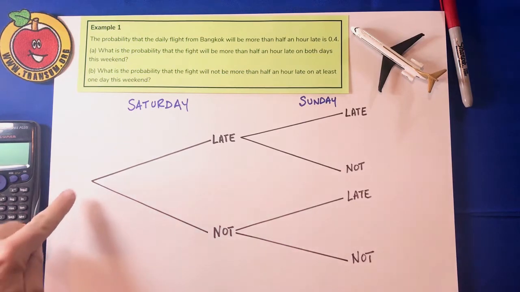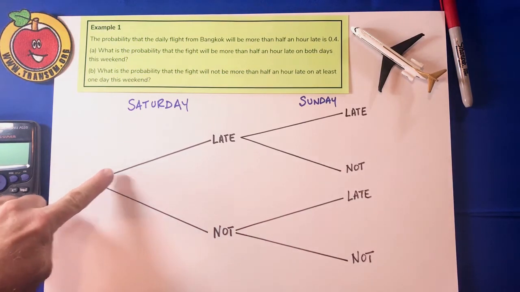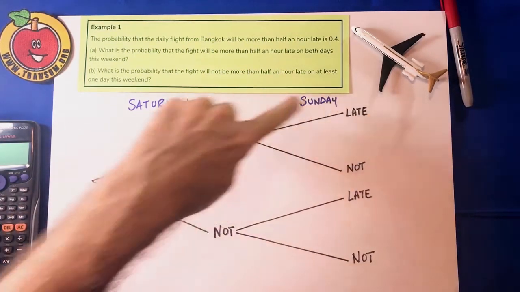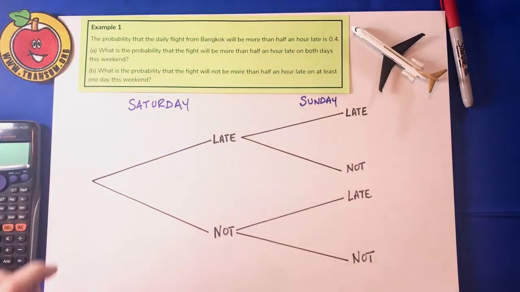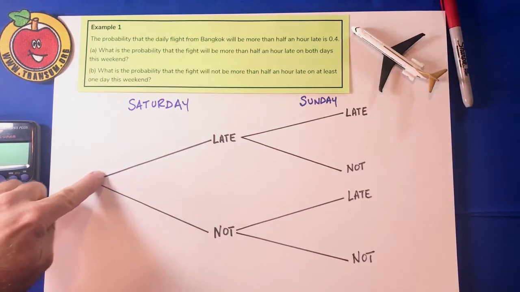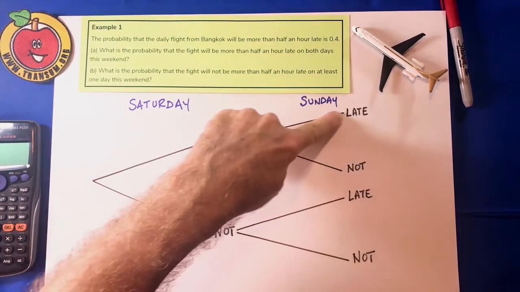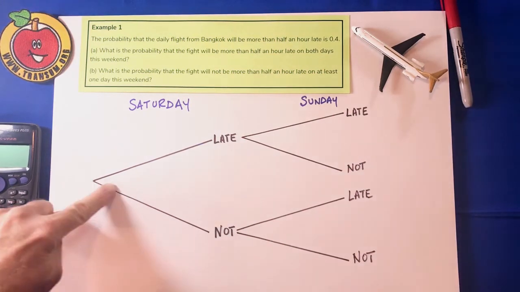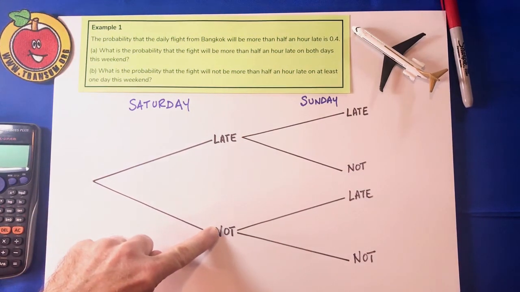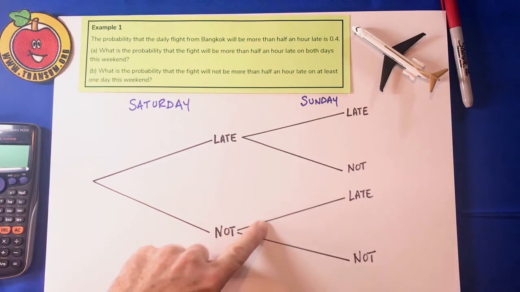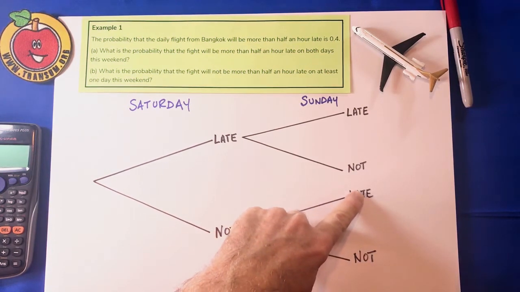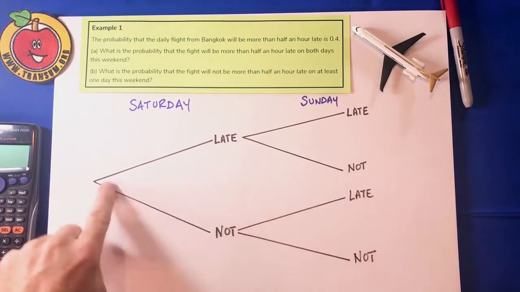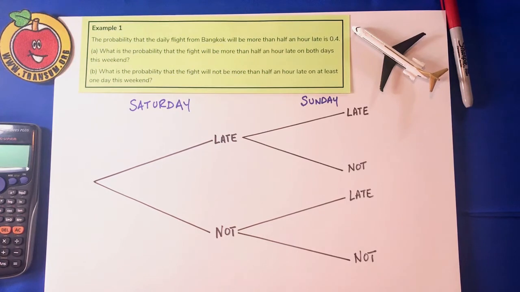And you can think of this as a journey. So if these were roads, you could go along this road and then along this road. And that would represent, in terms of the flight from Bangkok, the flight being late on Saturday and late on Sunday. Or maybe you choose to take this road. So this would represent the flight not being late on Saturday. But if you then went up here, the flight on Sunday was late. So you can see all the different possibilities are represented in this diagram.